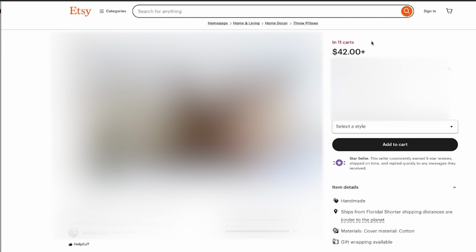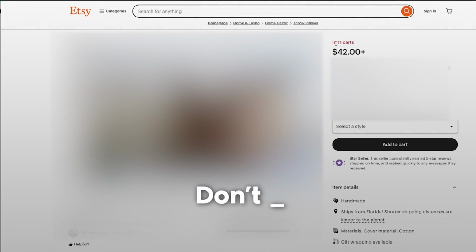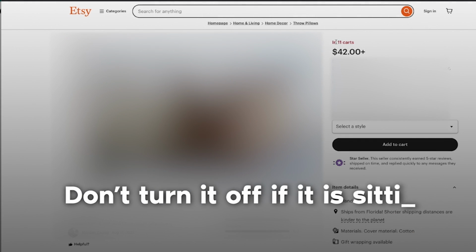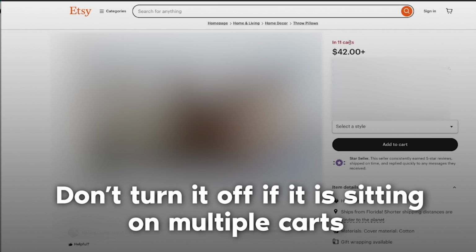So if this listing was less than a month old, but there were clear signs of momentum because it has 11 carts sitting in it, and it's a new listing because under a month is considered new, I would probably keep this listing running for maybe another 2 weeks to see how that changes. Or especially if this said 20 add to carts, I would definitely not be turning it off, right? 11 add to carts is like middle tier.